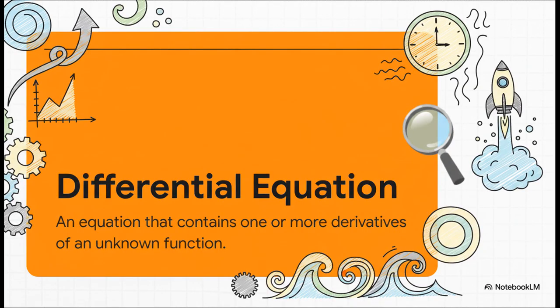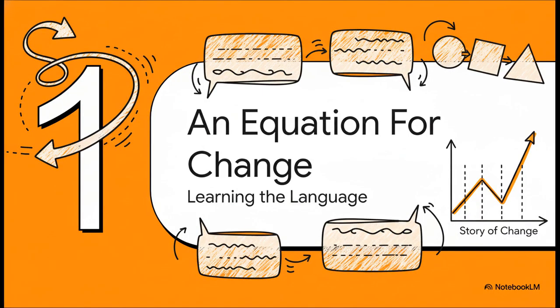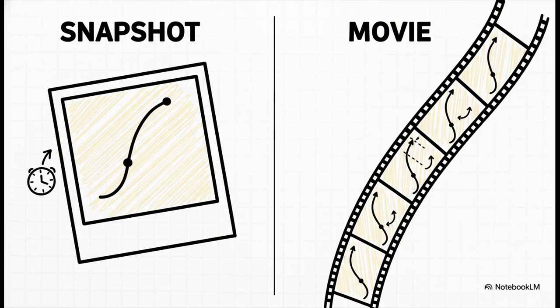And that is exactly what a differential equation is. It's an equation that links a function to its own rates of change, its derivatives. You can think of it as the literal mathematical language we use to describe how things change over time. To really get a handle on this, let's try not to think of it as just a bunch of math problems. Let's think of it as learning a powerful new language, a language that tells the story of how things evolve. Here's a great way to picture it.